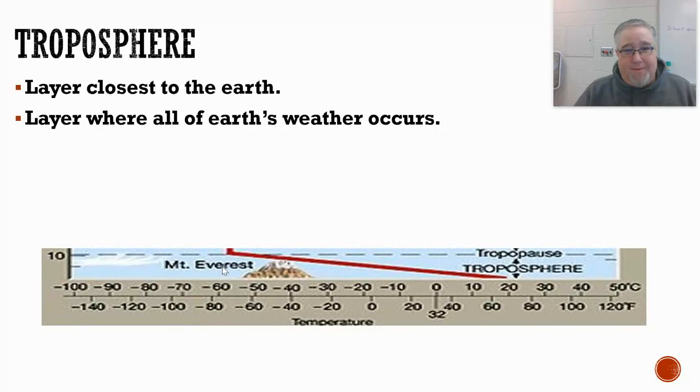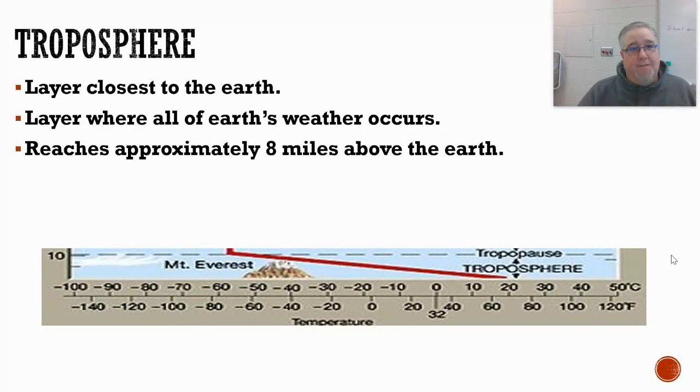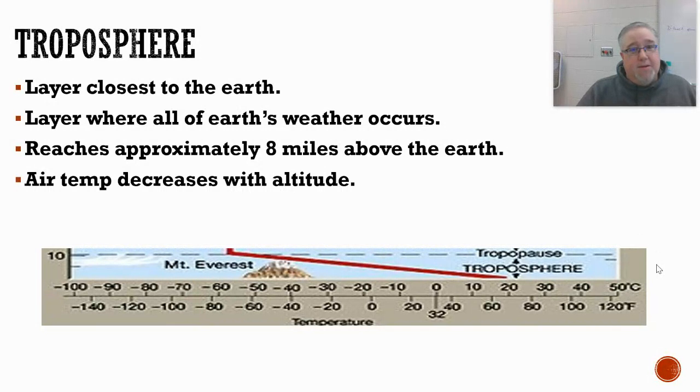All living things live in this layer. So, for the most part, all the weather can have an impact on living things. We'll spend a lot of time talking about the troposphere. It goes up about 8 miles above the Earth's surface. Now, one thing I think is important is that we understand what happens with temperature as we elevate through the troposphere. So again, you'll notice the red line here.